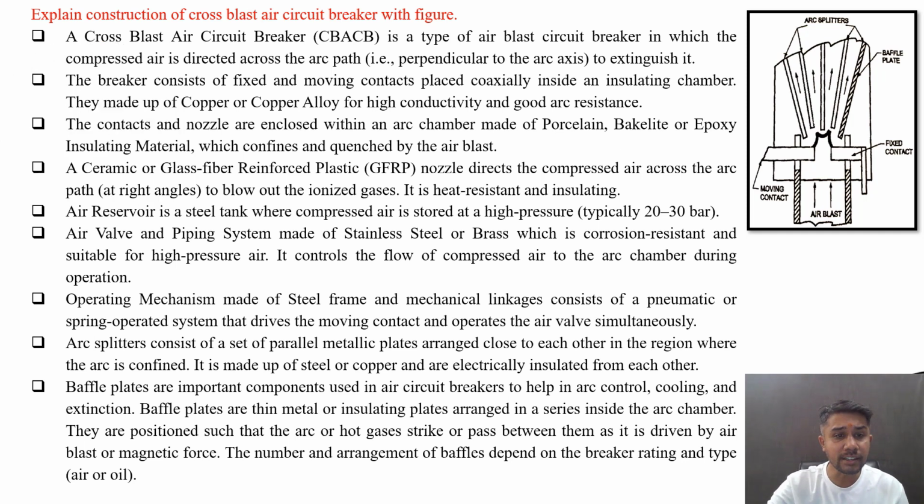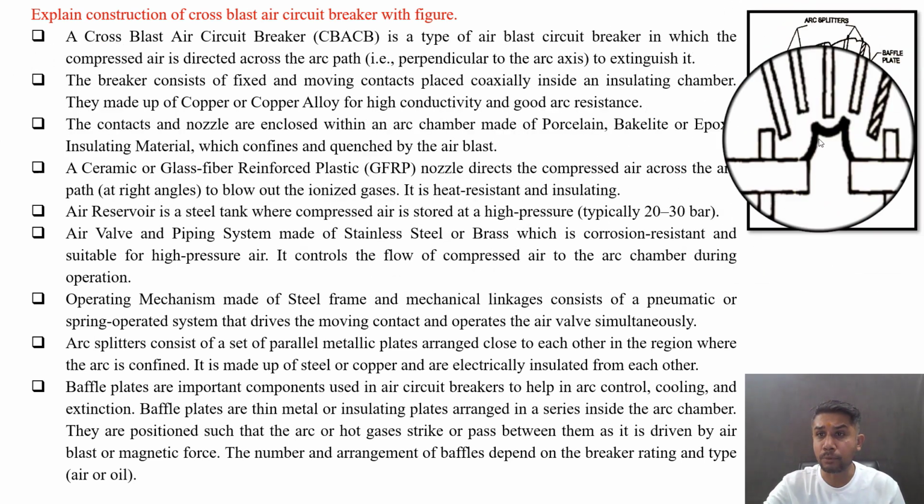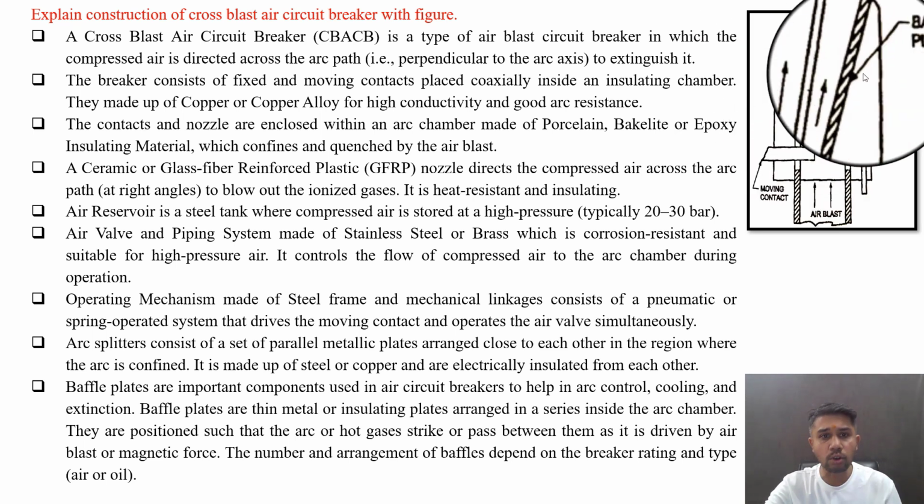The arc splitters are provided. These are a set of baffle plates. These baffle plates are made up of metallic plates arranged close to each other in the region where the arc is confined or the arc is struck in between. It is made up of steel or copper and the plates are electrically insulated from each other.